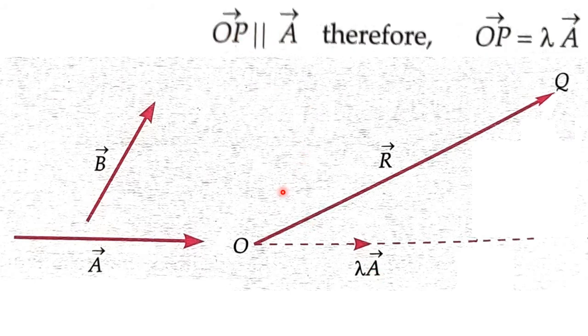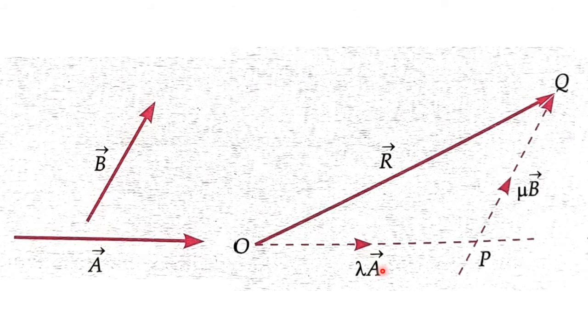So OP, this is OP. So OP is parallel to your A vector. Therefore, I can write OP as some multiple lambda times A vector. Now, in a similar manner, let us draw a line parallel to your B vector. Now, again, this line is parallel to your B vector, so it represents the B vector, or I can say it is some multiple mu of the B vector, where mu is any random value.